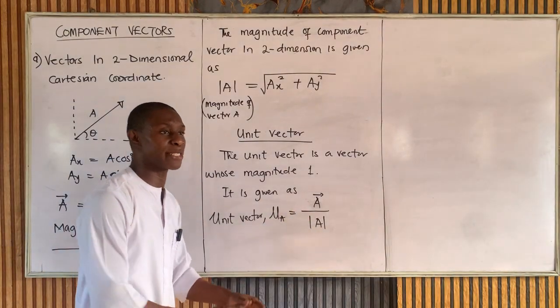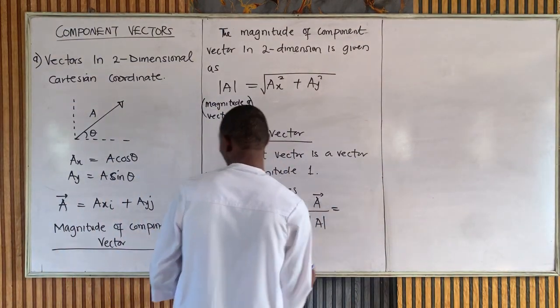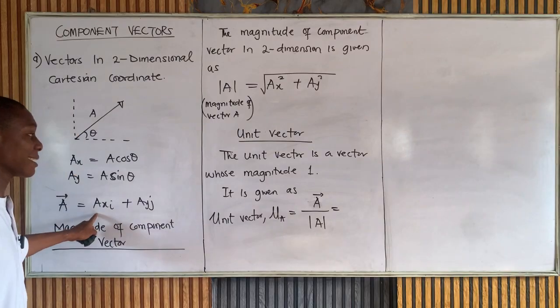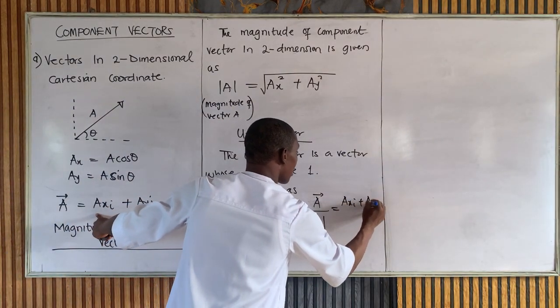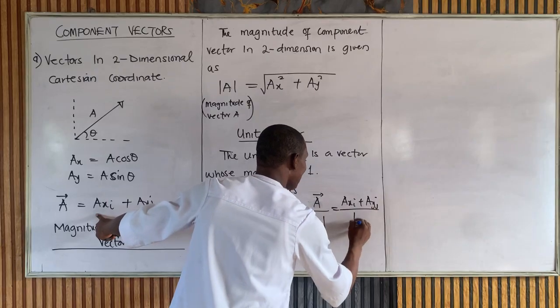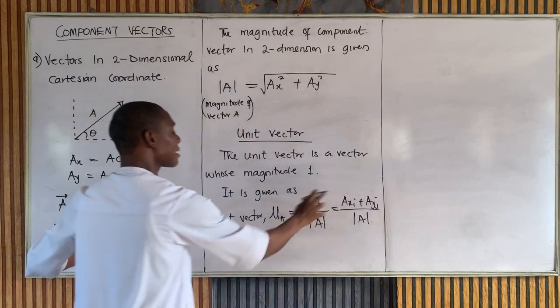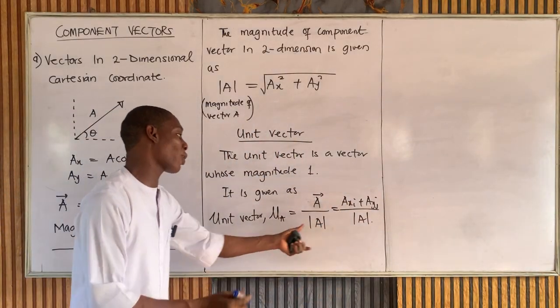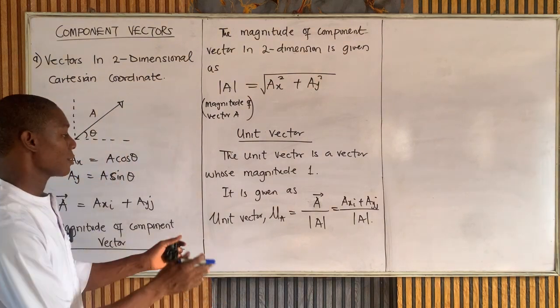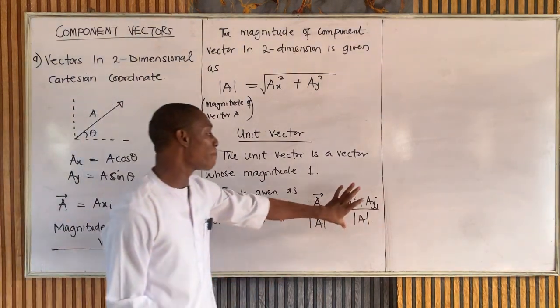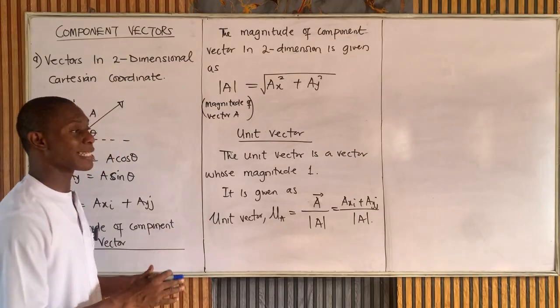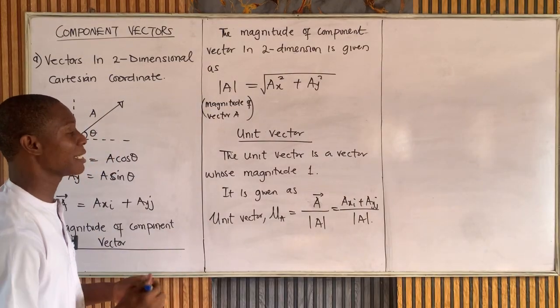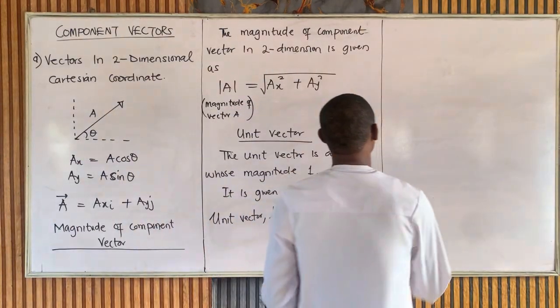Remember, this is the symbol for magnitude. And how do we represent vector A? Vector A can be represented as Ax i plus Ay j, so you can replace this with Ax i plus Ay j all over its magnitude. So this is the unit vector. Either you get it like this or like this. If you find the magnitude of this vector, you will get 1. That's why it is called a unit vector. We'll come to that as we take an example. Lastly is the angle of a vector.